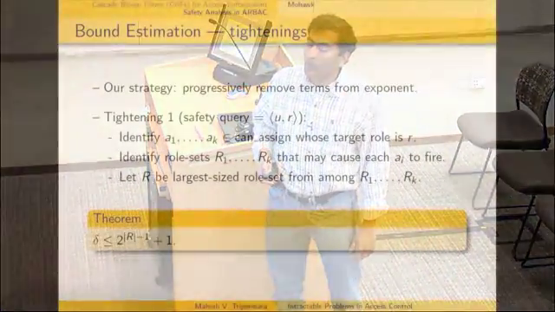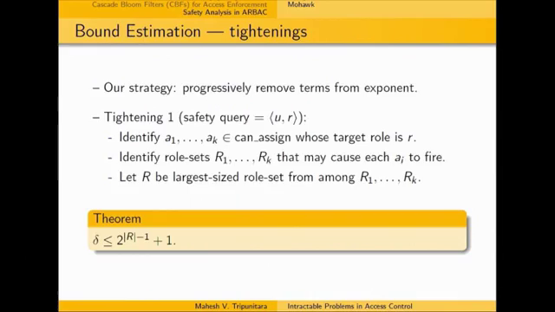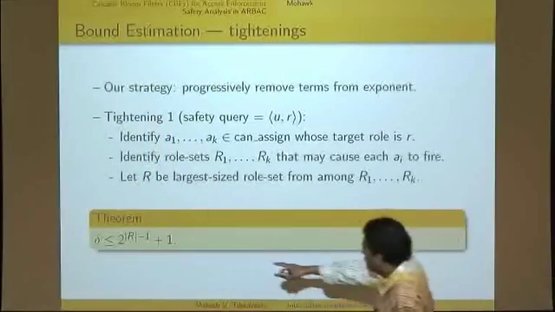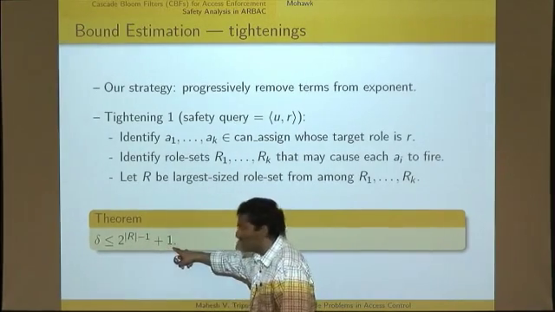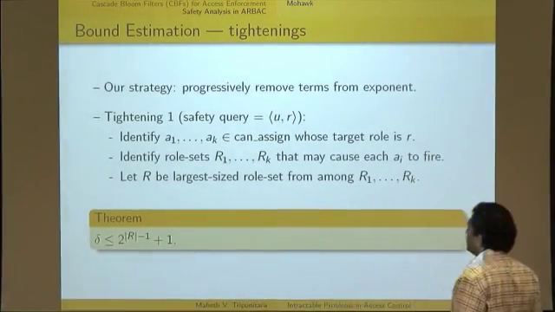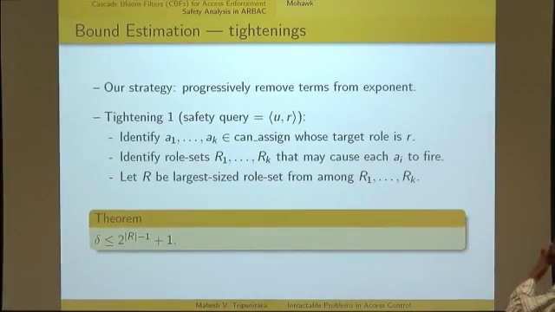Okay, so what is our strategy? We progressively remove terms from the exponent, which is up here. They don't disappear. They're likely going to get added over here. Right? So here's a simple example. We call these various approaches tightenings.